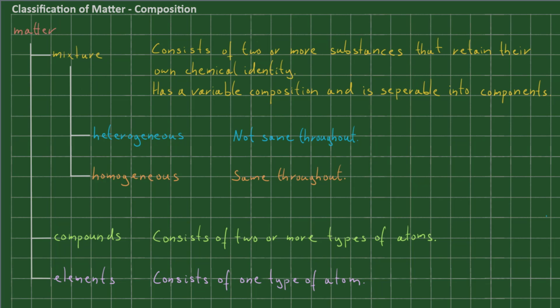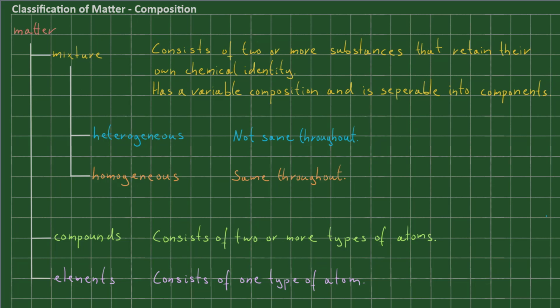Mixtures consist of 2 or more substances that retain their own chemical identity. So I could dissolve some salt in water, or I could dissolve some sugar in water, and I would end up with either salty water or sugary water. However, I do not lose water, nor do I lose salt, nor do I lose sugar. I can still recover all of those components.